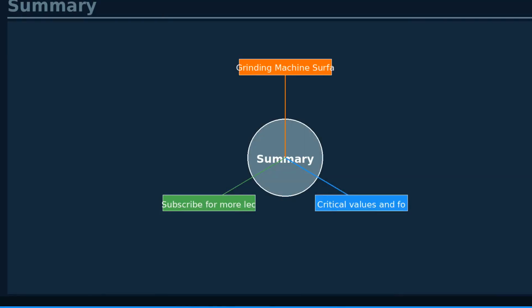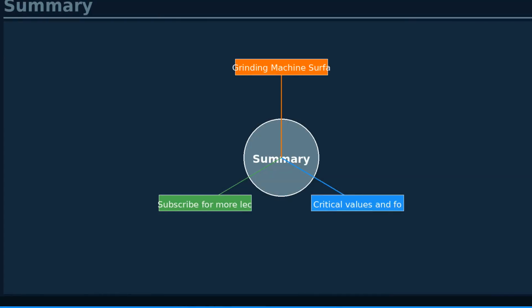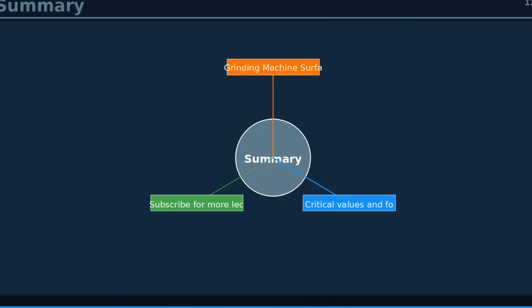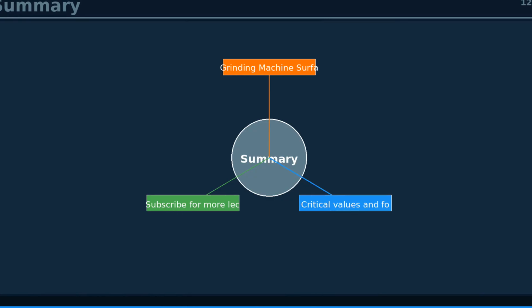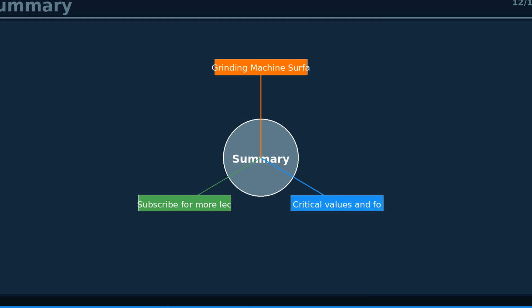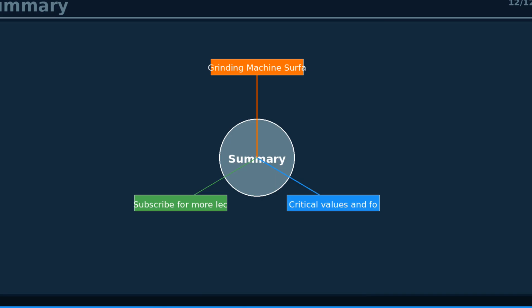We have covered the complete fundamentals of grinding machine surface and cylindrical grinding from principles to applications. Remember the key property values, process parameters, and design formulas from this lecture.